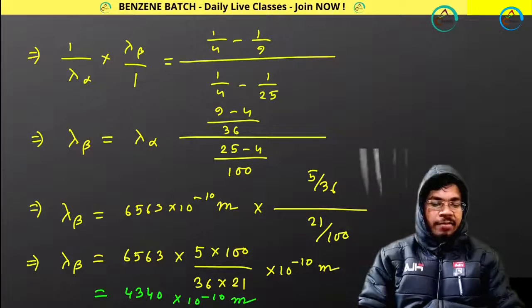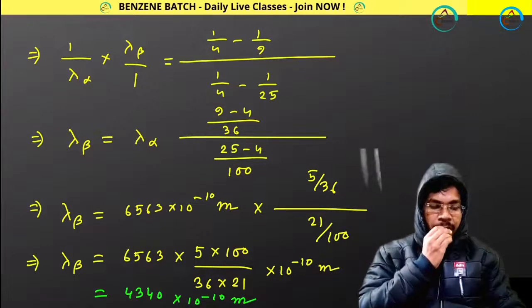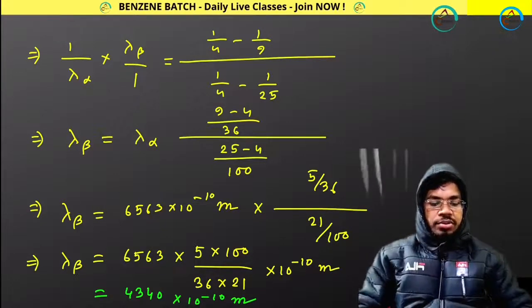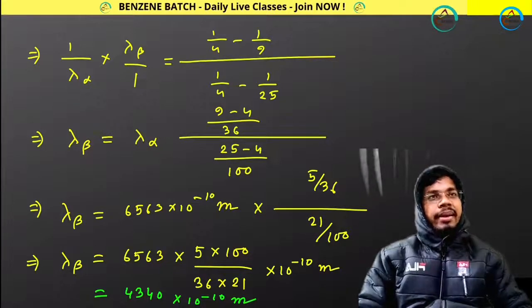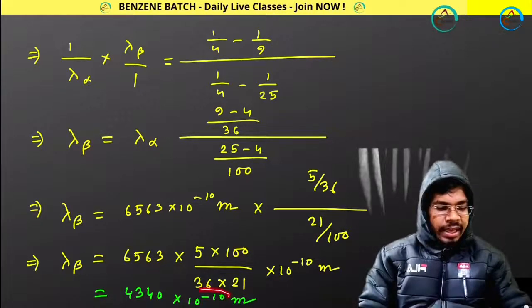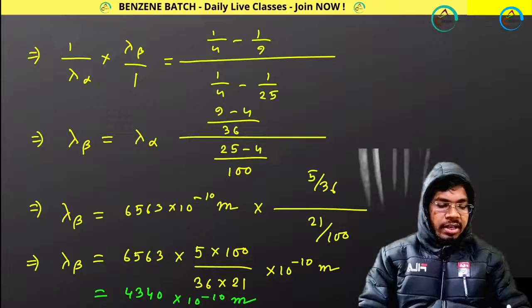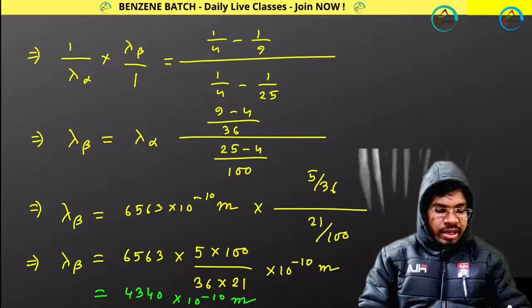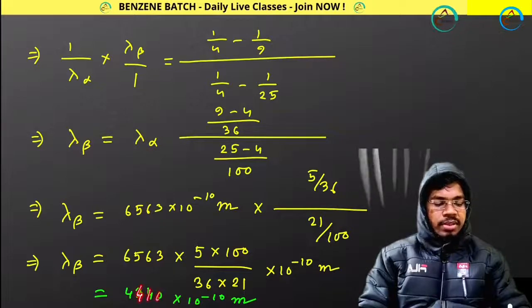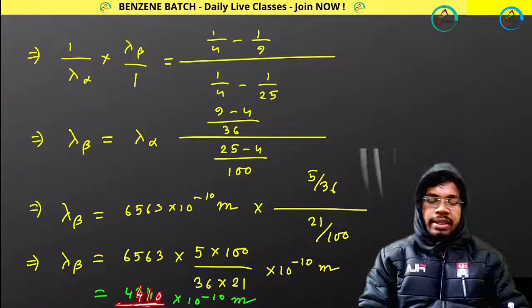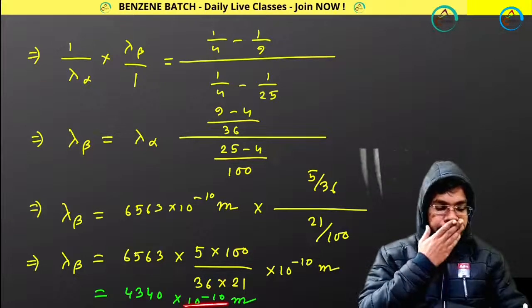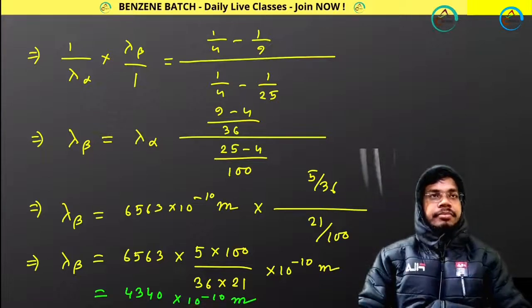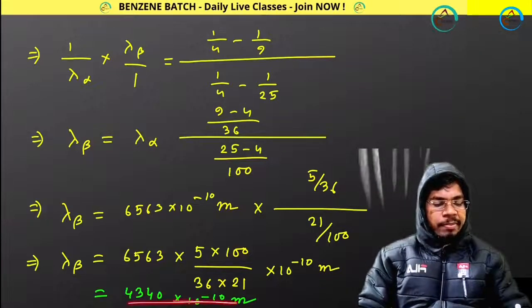Please be careful. 4340 into 10 to the power minus 10 meter. This value should be correct, very first. Suppose another answer is 4430 and instead you are getting 4410. It's better, nothing wrong in this, but you have to have the value correct. You should have 10 to the power minus 10. So you are getting this value in meter.